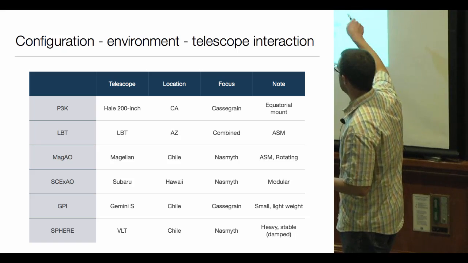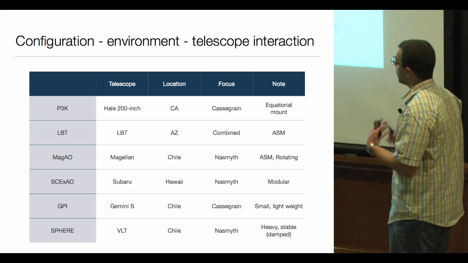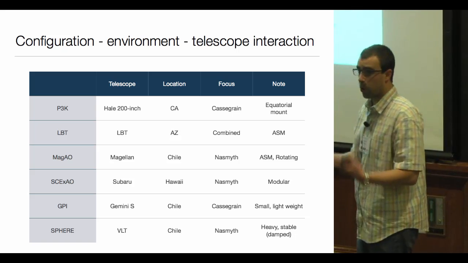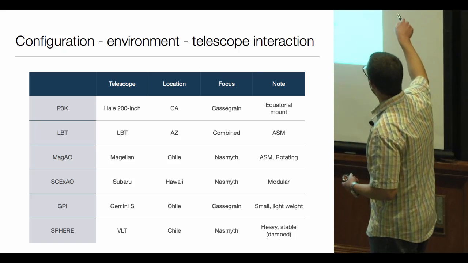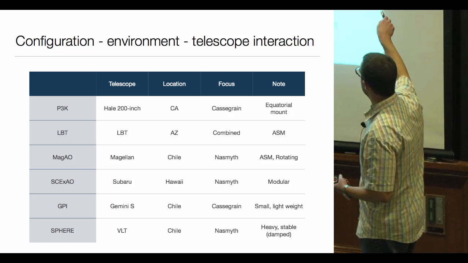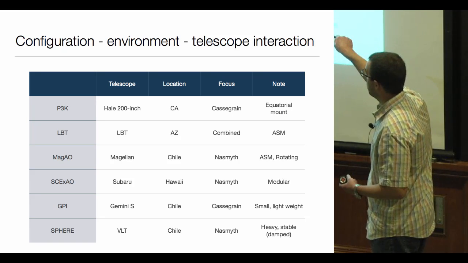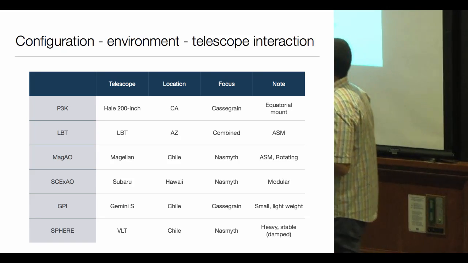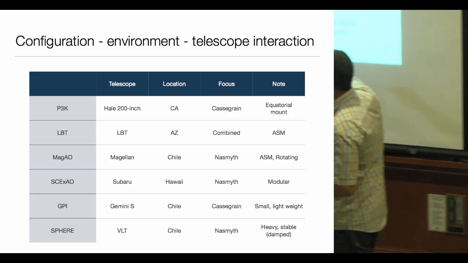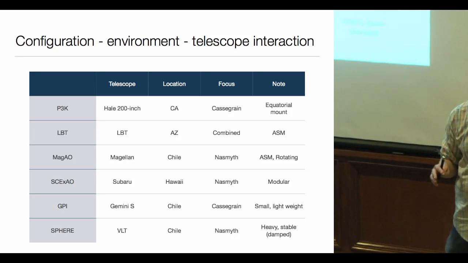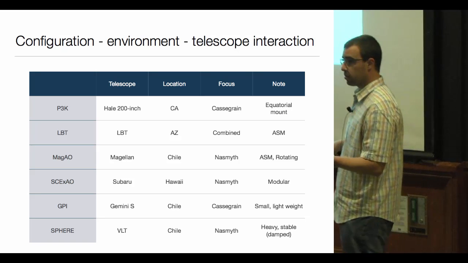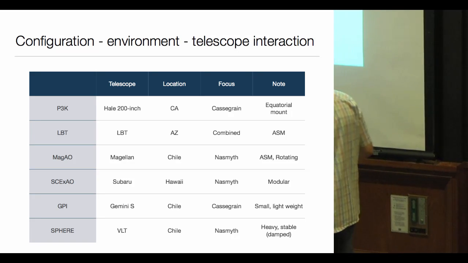The focus is very important because it will determine the stability and the requirements on the stability for your system. The telescope system itself is very important. Like the P3K at Palomar has this limitation that the other subsystems don't have. It's an equatorial mount, so it means that ADI, for instance, is precluded at Palomar. So you have to be smarter and do something else.